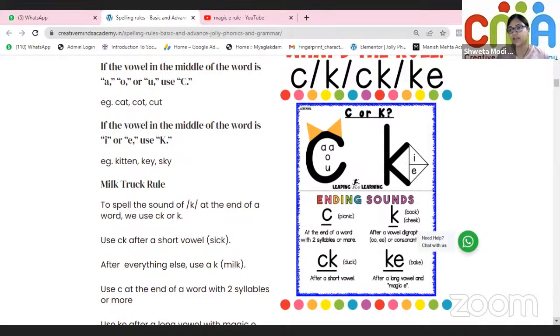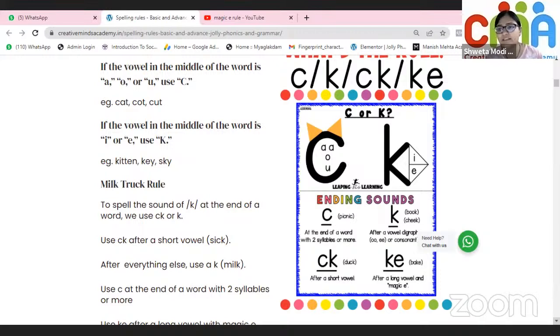So when you are giving dictation, you have to tell the children to listen to the word. If it is ca, write C. If it is ko, write C. If it is ku, write C. But if it is ki, then write K. Or if it is ke, then write K.